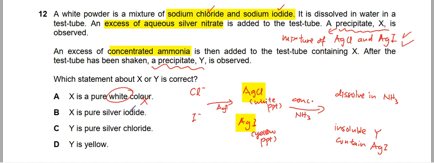X is pure silver iodide, we also know it's incorrect, we know that it's a mixture. Y is pure silver chloride, we know that this is incorrect because the silver chloride already dissolved, so we are remaining with silver iodide. We know that Y is yellow, so this is correct because it is silver iodide. So the answer is D.